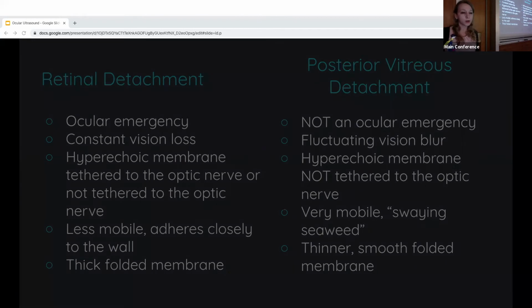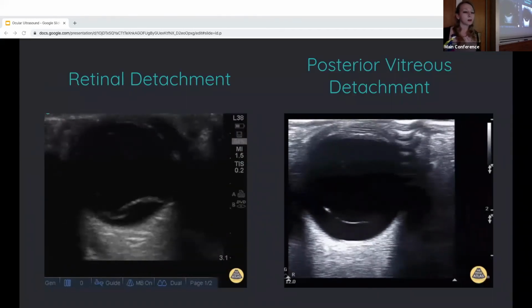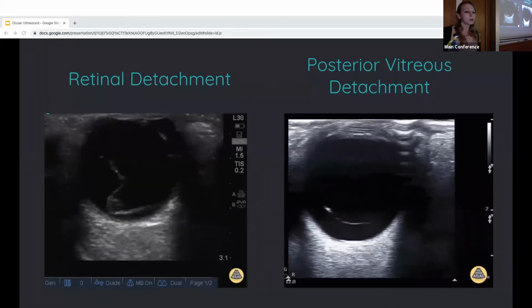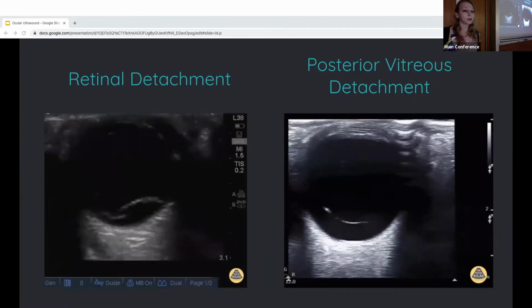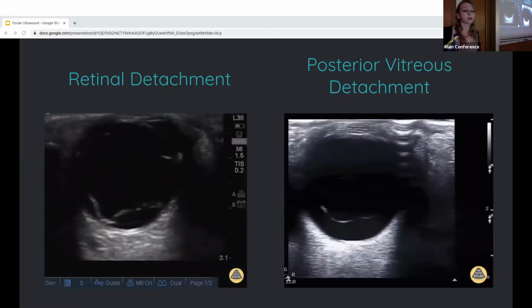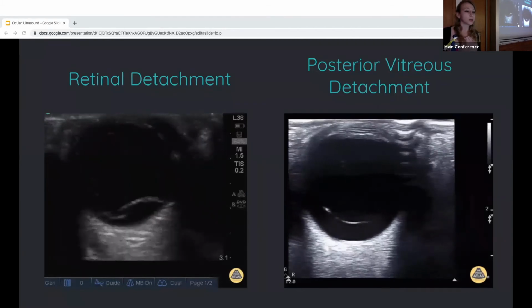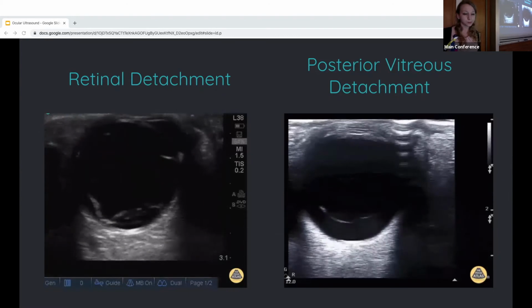So here you can see them side by side. In the retinal detachment, the membrane is a little bit less mobile. It's still attached to the optic nerve, whereas the posterior vitreous detachment is not, and the membrane is a little bit thicker with retinal detachment.